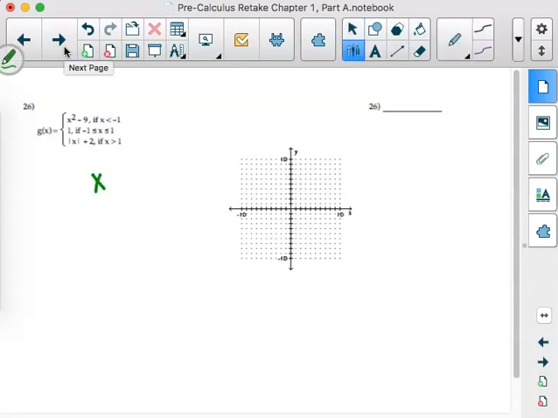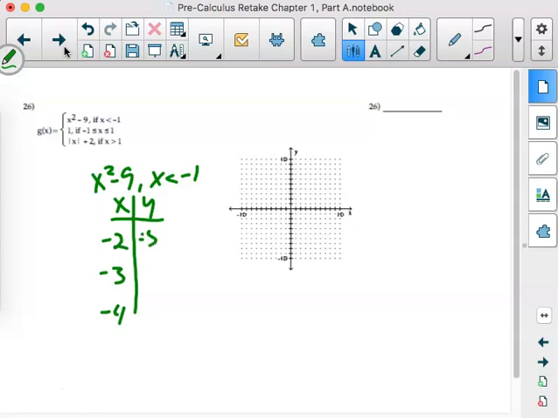X squared minus 9 for x less than -1. Again, you might want to put -1 on here and just put a star by it so that you remember I'm aiming at -1. I'm not necessarily putting that in there. Or just start at -2. So -2, -5, -3, 0, -4, 7. And then think about putting that -1 in there and getting -8, because that'll help you complete that portion of the graph that you need to have on there.